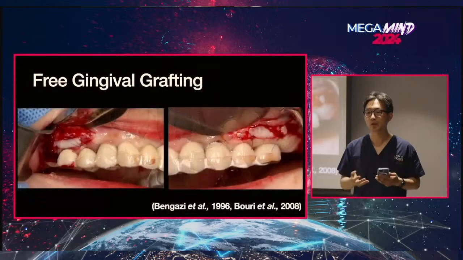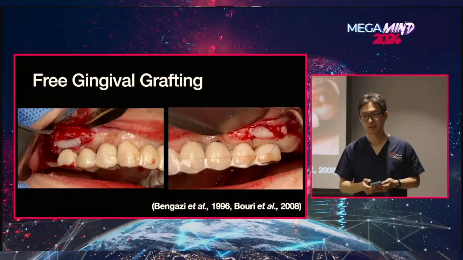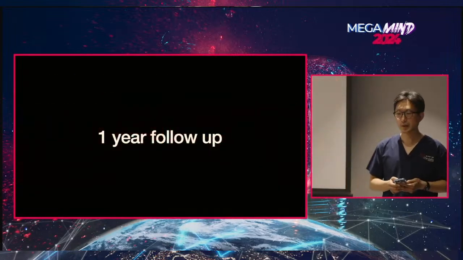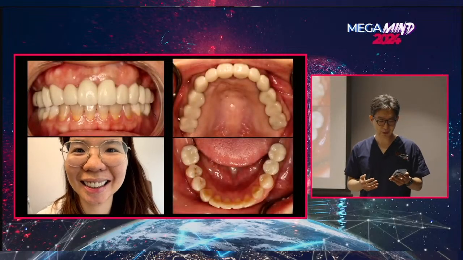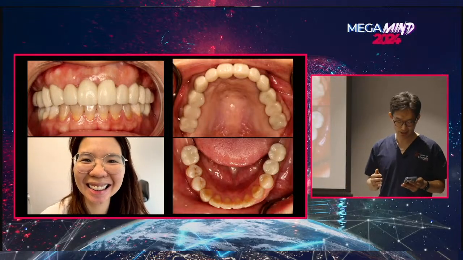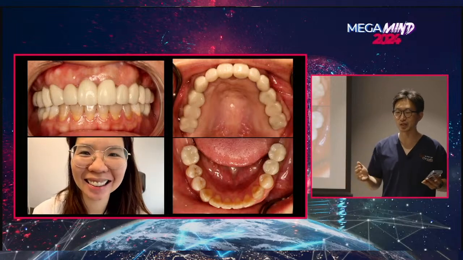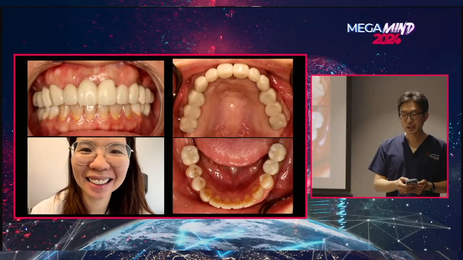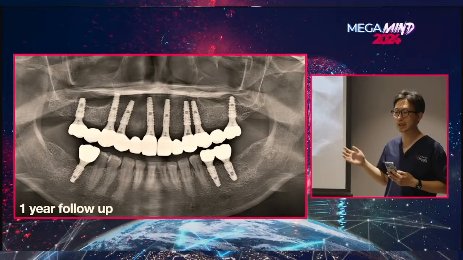And we performed free gingival grafting to enhance keratinized tissue around maxillary posterior implants. One-year follow-up. I'm very happy to report that Randy is maintaining her teeth well, keeping them clean and healthy. And she's not shy about showing her beautiful teeth with her natural smile line, which seems to be getting bigger and bigger. And this is the one-year follow-up panoramic image showing stable result.